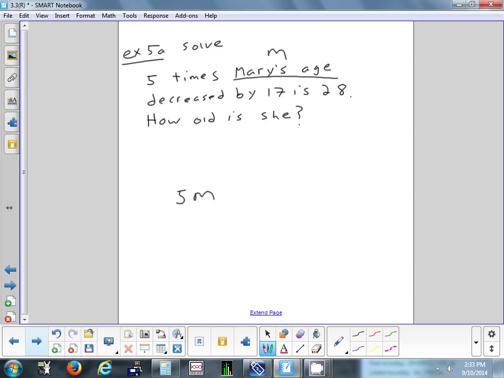Now it says 5 times Mary's age decreased by 17. What's decreased by? Minus. What about is? Equals. Is means equals. I taught you guys that yesterday. 5 times Mary's age decreased by 17 is what? 28. How do we solve that? Plus 17.